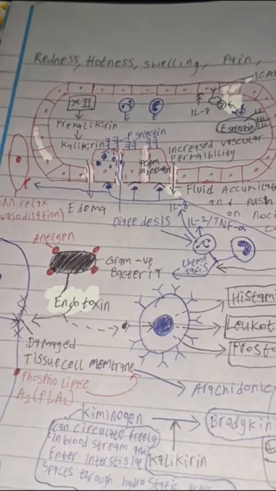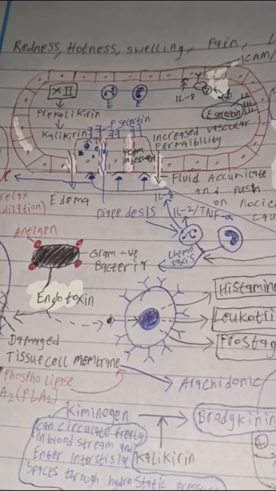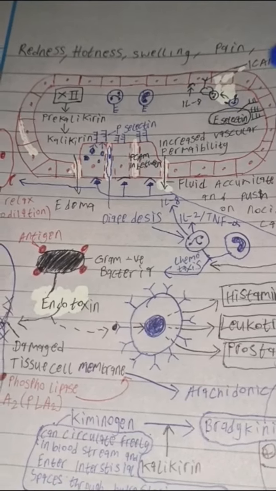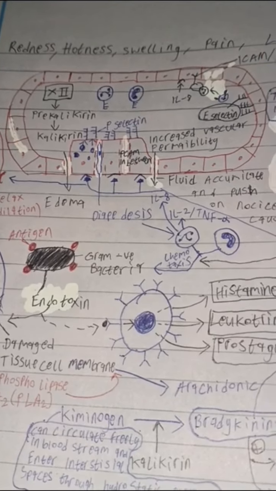So what happens? We have vasodilation to increase blood flow and contraction of the endothelial cells, which will increase vessel permeability.